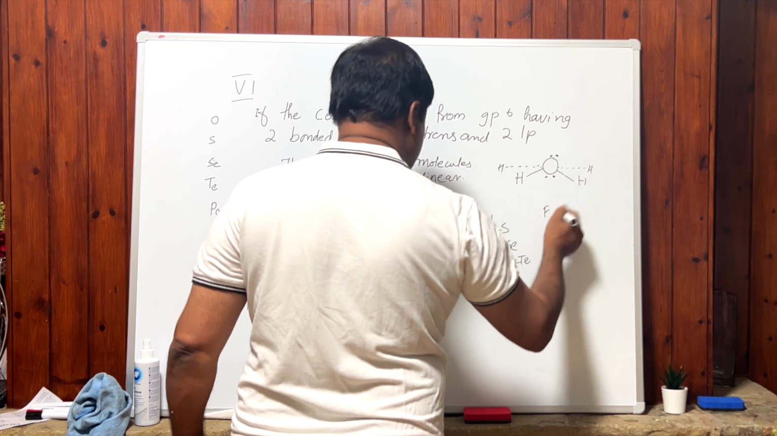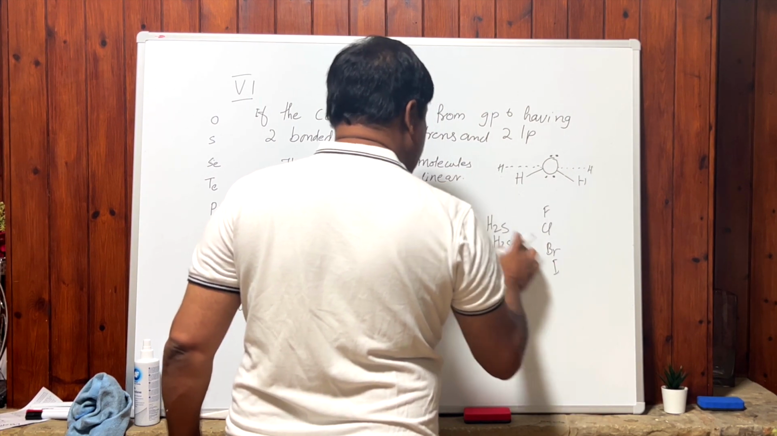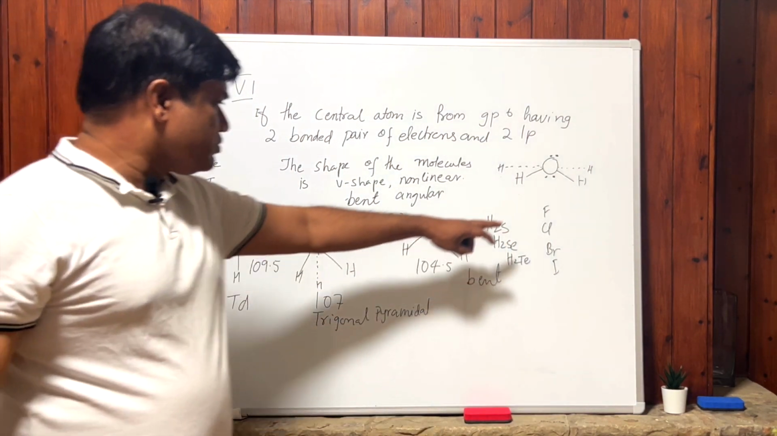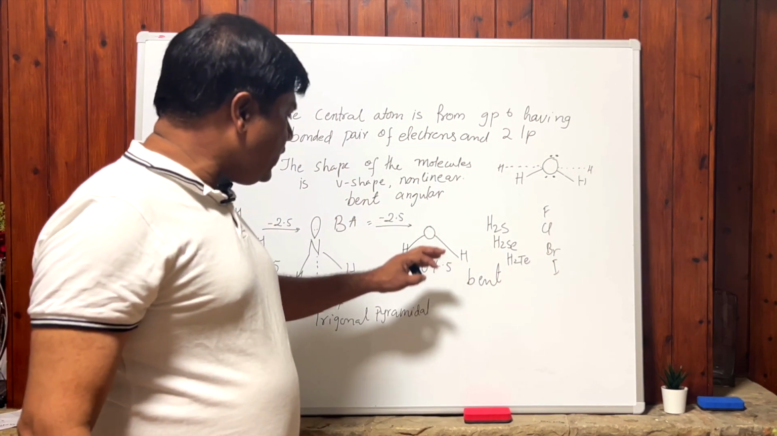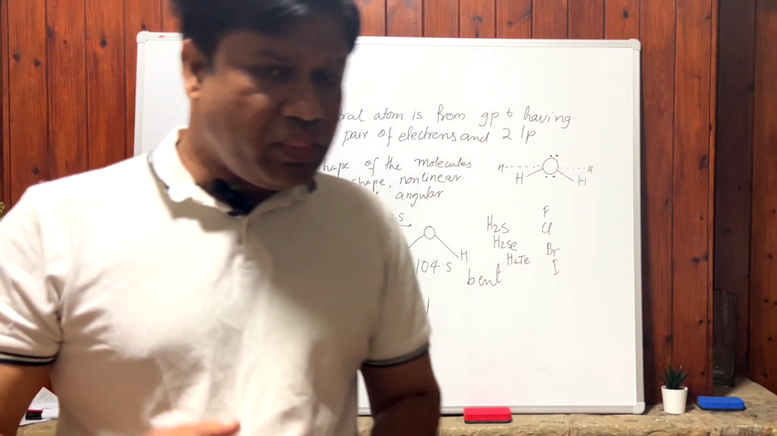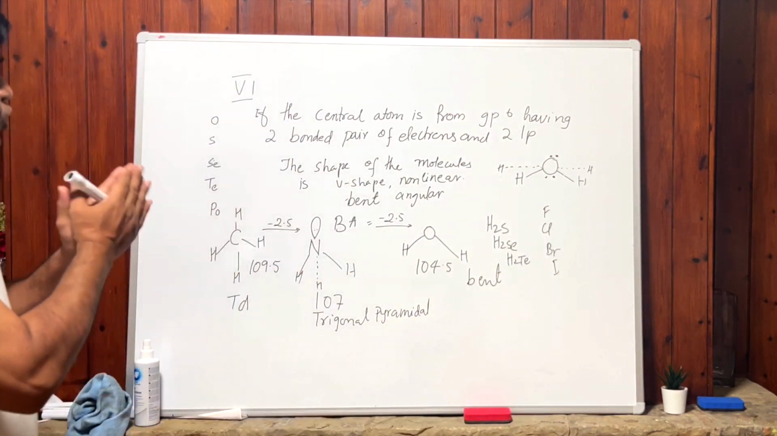Fluorine, you can put fluorine, chlorine, bromine, iodine in place of H2. You can use any of those. The shape will be bent and the bond angle will be 104.5. Agree?